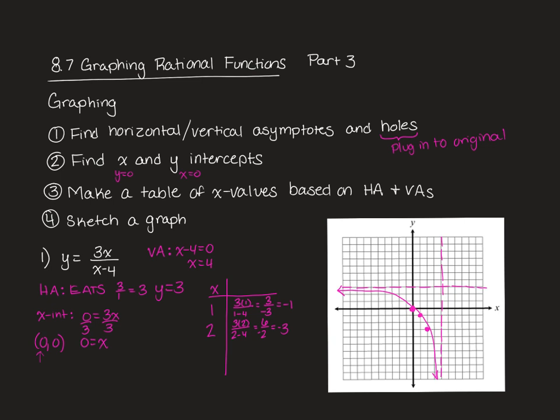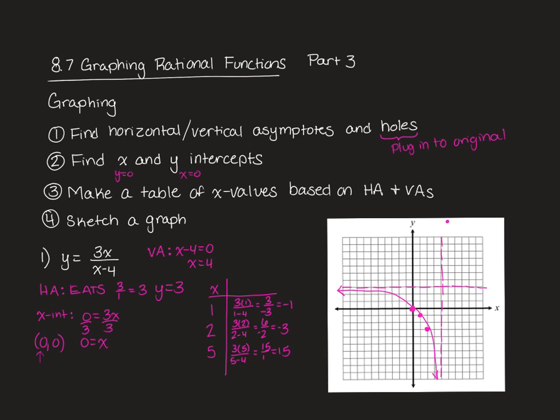I need to look to the right of 4. So let's look at 5. If I plug in 5, I get 3 times 5 over 5 minus 4. 3 times 5 is 15. 5 minus 4 is 1, so we get 15. At 5, we are way up at 15 here. It's off the graph, so I'm just going to put it up there. So let's look at a number a little bit farther away from 4, to get us closer to that asymptote.